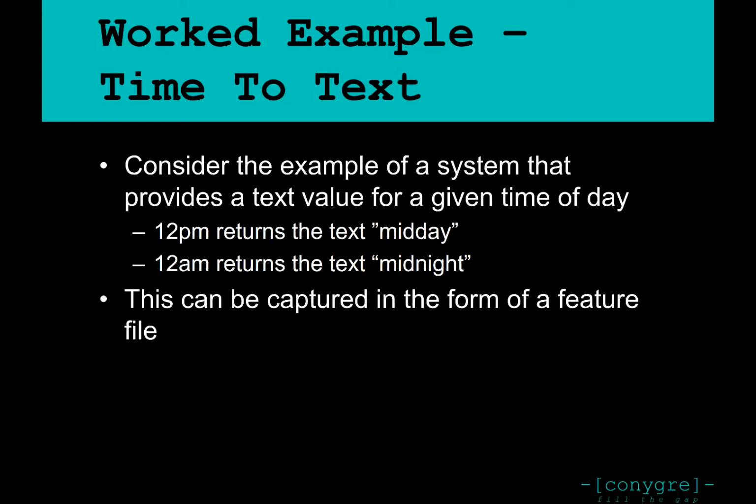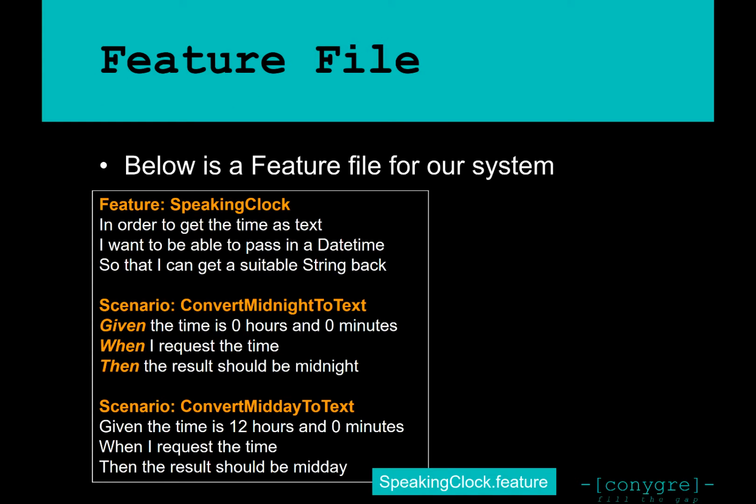So if we were building the speaking clock, we could capture what's meant to be said in the form of a feature file. Here is a speaking clock feature file specifying that the speaking clock should do midday and midnight correctly. Notice at the top we have a feature called speaking clock, and then in there it says, in order to get the time as text, I want to be able to pass a date time so that I can get a suitable string back. We've written it in the form of a user story. We've then got the scenarios underneath.